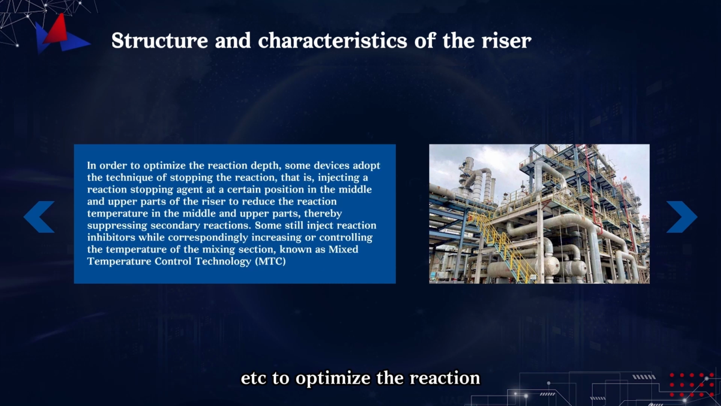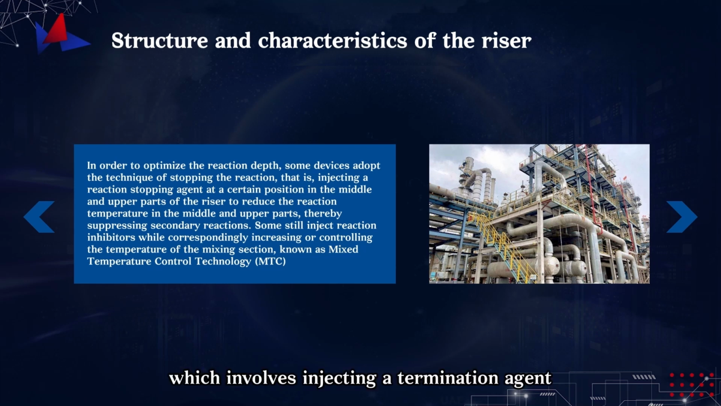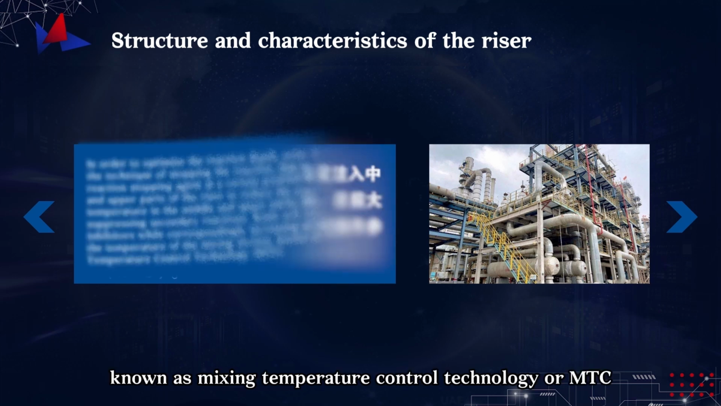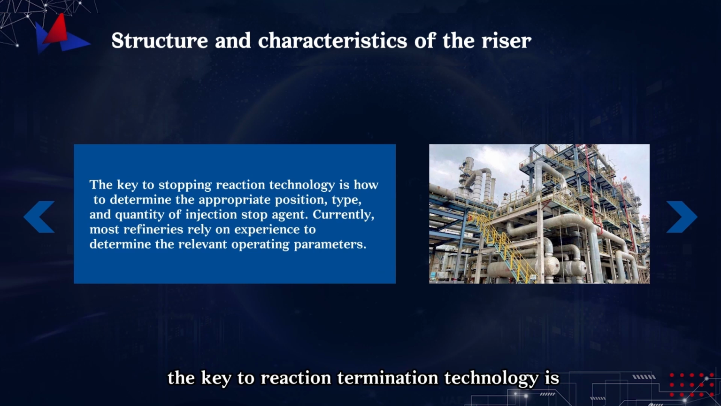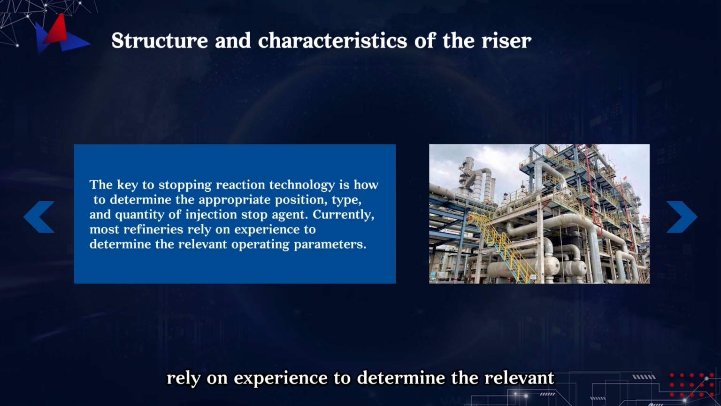To optimize the reaction depth, some units use reaction termination technology, which involves injecting a termination agent at a certain point in the middle part of the riser to lower the reaction temperature in the middle and upper part, thereby suppressing secondary reactions. Some also correspondingly increase or control the temperature of the mixing zone while injecting the reaction termination, known as mixing temperature control technology, or MTC for short. The key to reaction termination technology is how to determine the appropriate location, type, and quantity of the termination agent to be injected. Currently, most refineries rely on experience to determine the relevant operating parameters.